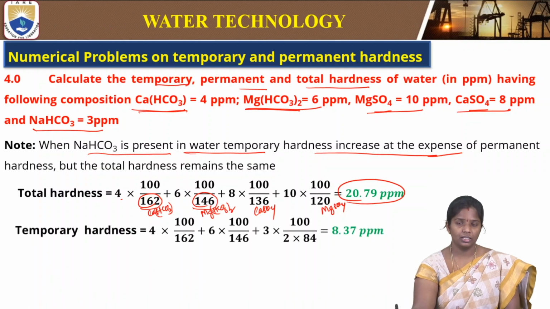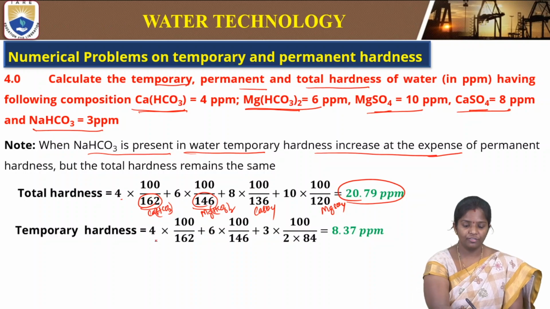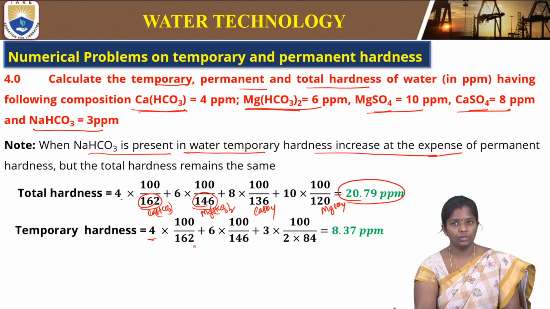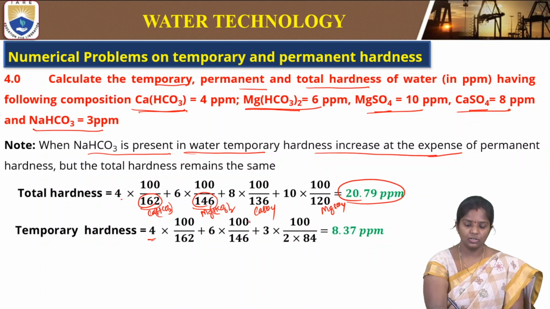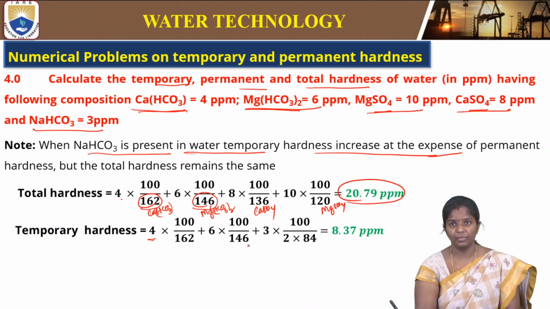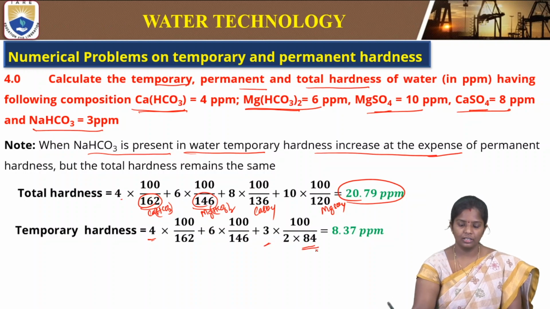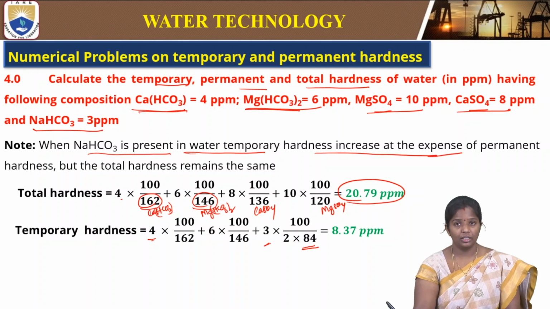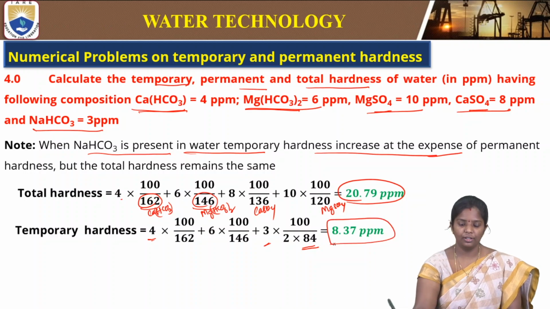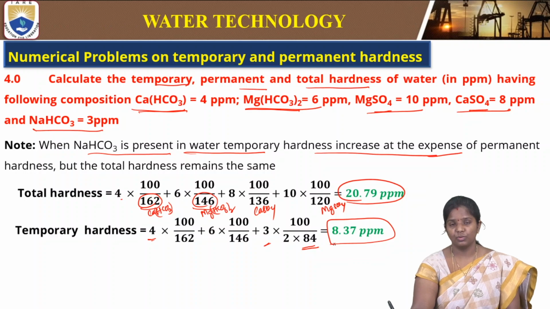So temporary hardness is increasing. How is it increasing? It is increasing by the sodium bicarbonate. So 4 into 100 by 162, that is calcium bicarbonate, and 6 into 100 by 146, that is magnesium bicarbonate, and 3 into 100 by 2 into 84, that is because of the sodium bicarbonate that is present. So because of this, there is an increase in the temporary hardness, so we get a concentration of 8.37 ppm, which is the temporary hardness, including that caused by the sodium bicarbonate.